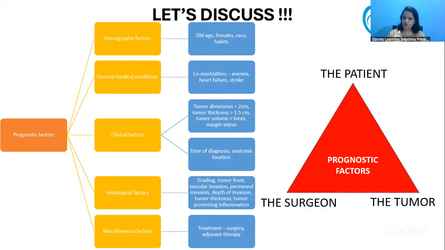The histological factors can also influence the outcome, like the grading of the tumor. There is well differentiated, moderately differentiated, and poorly differentiated, and poorly differentiated has, of course, a worse prognosis. Then the tumor front, which means how it is invading into the underlying connective tissue, whether in groups or as individual cells. Then vascular invasion, whether it is invading the blood vessels in the connective tissue; perineural invasion, whether it is invading the nerve bundles in the connective tissue; the depth of invasion, tumor thickness, and tumor-promoting inflammation. All these are important factors which determine the outcome of this cancer.